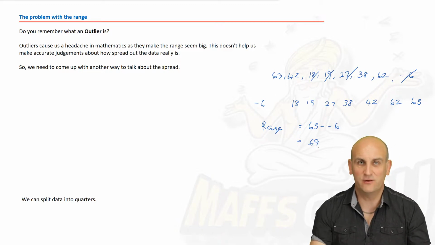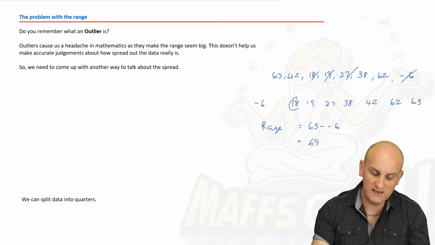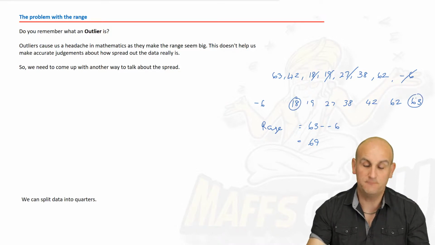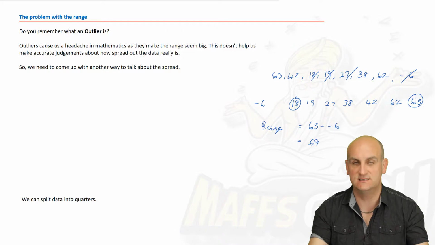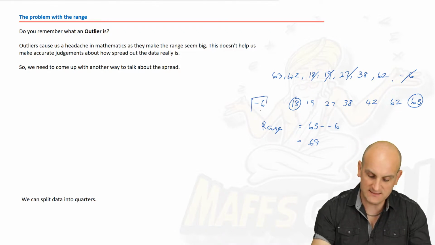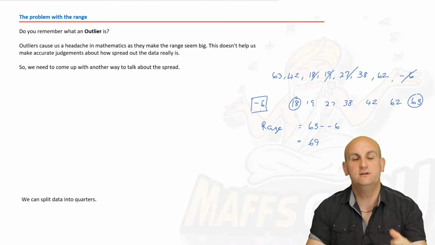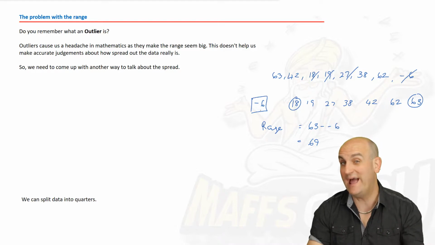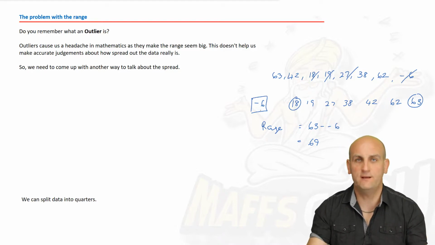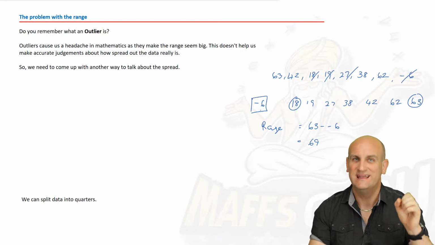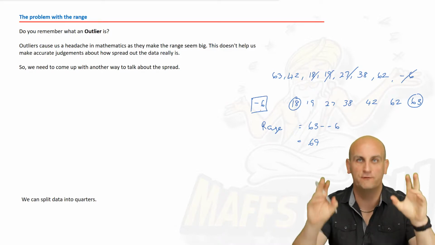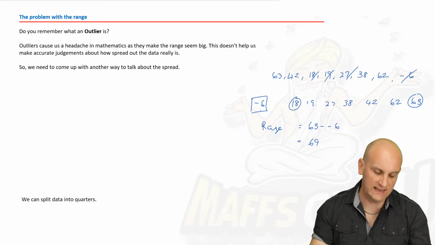But that's actually not true. That doesn't make any sense. It's a lie. Because really, our range should have been probably somewhere between 18 and 63. This value here, this outlier, has made my range useless. So if we can, we're going to try and find an area of mathematics where the range is actually a better measure of spread without using an outlier.